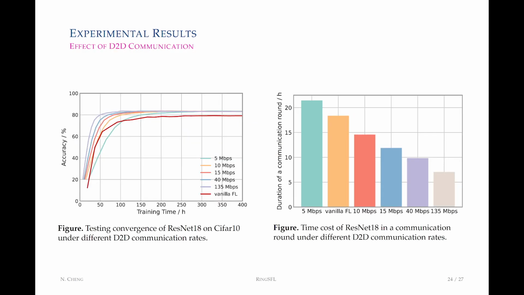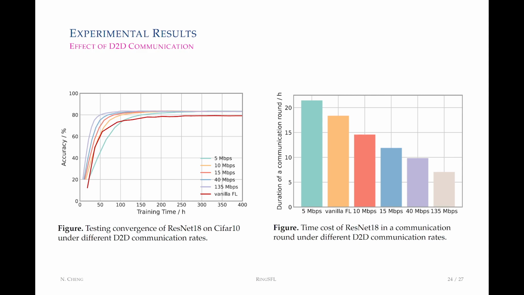This slide shows the impact of different D2D communication rates on convergence performance and time cost, using the ResNet model as an example. In the left figure, the convergence performance of RingSFL at different D2D communication rates is illustrated. It is evident that as the D2D communication rate decreases, the time required for RingSFL to reach the same accuracy increases accordingly. However, as long as the D2D communication rate is sufficiently good, the proposed RingSFL achieves convergence in a shorter time compared to the vanilla FL.